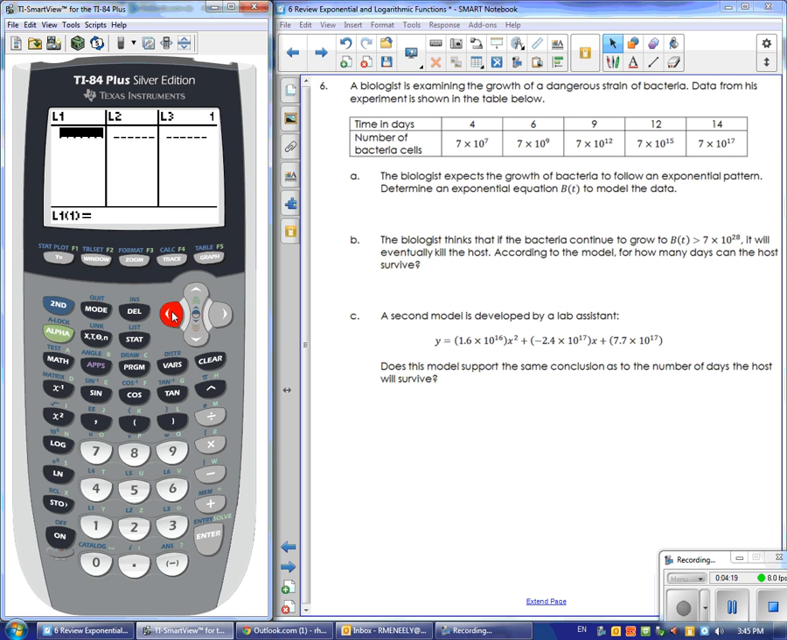There we go. All right, so we've got 4, 6, 9, 12, and 14. And then in my second list, I want to make sure that I'm typing in these values exactly as they appear. It's in scientific notation, but I can type this in as 7 times 10 to the 7th. And then I'll have 7 times 10 to the 9th.